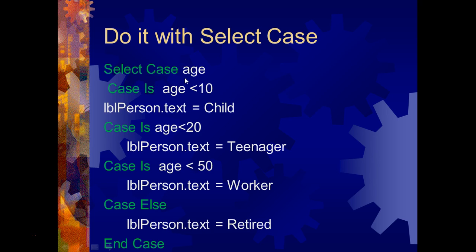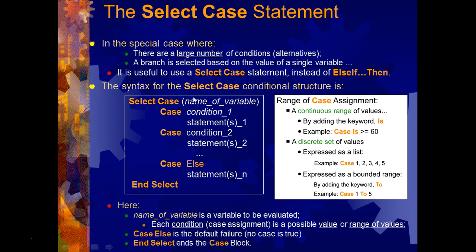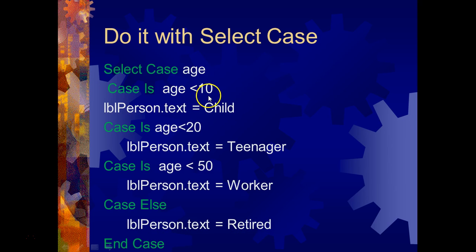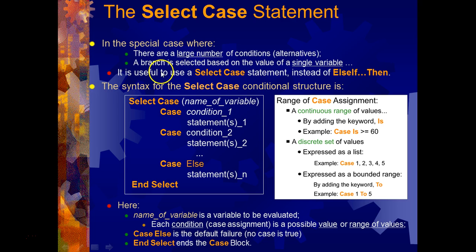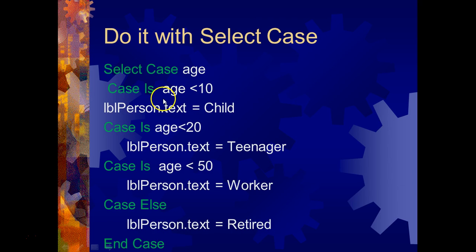So this is how it looks. And again, it only works when you're talking about just one variable. And you say case is age. So he says here, in the special case where there are a large number of conditions, age was less than 10, age was less than 20, and so on, in that kind of situation, or a large number of alternatives, and a branch is selected based on the value of a single variable, right? That's what we said. We select this branch, or this branch, or this branch based on a single variable.